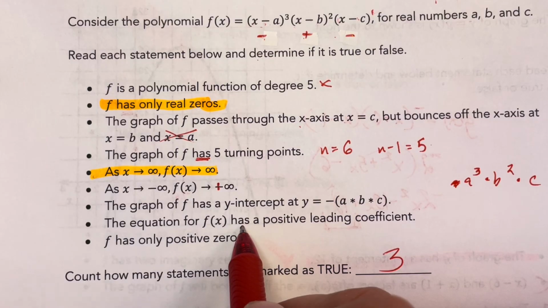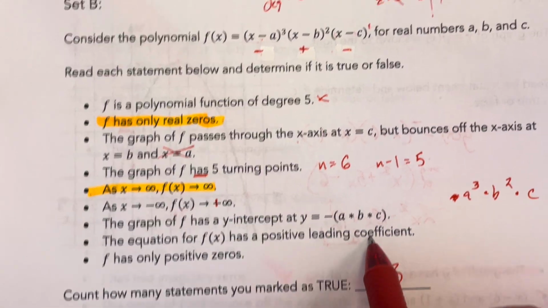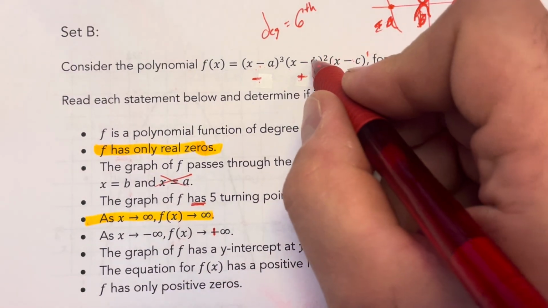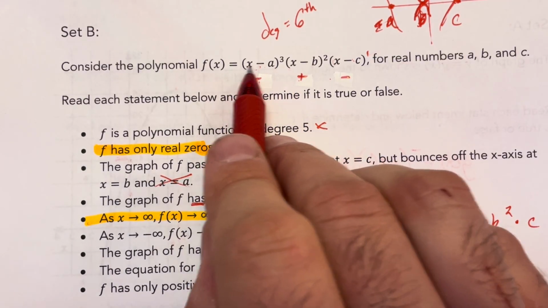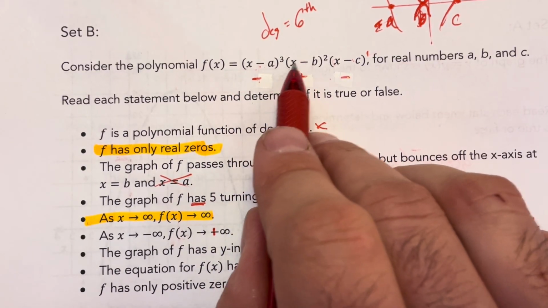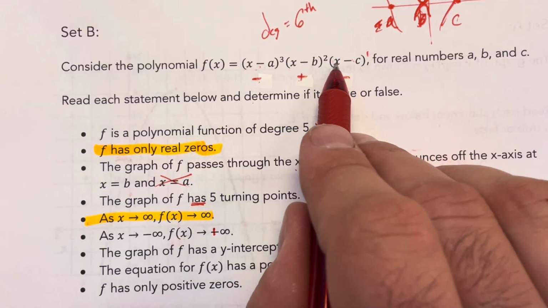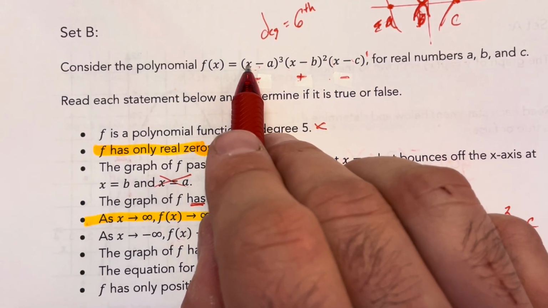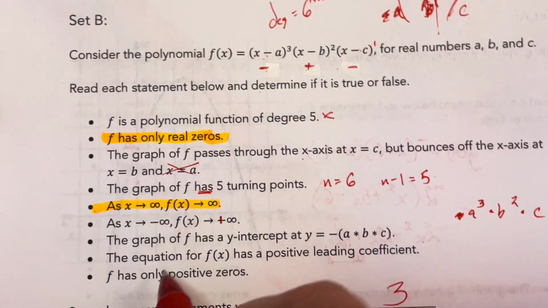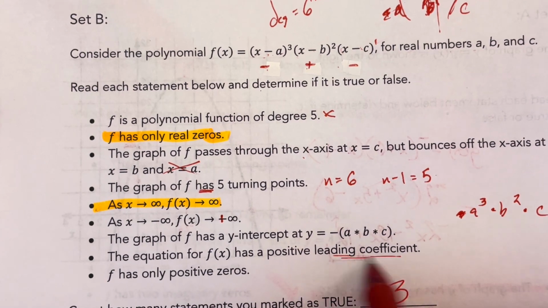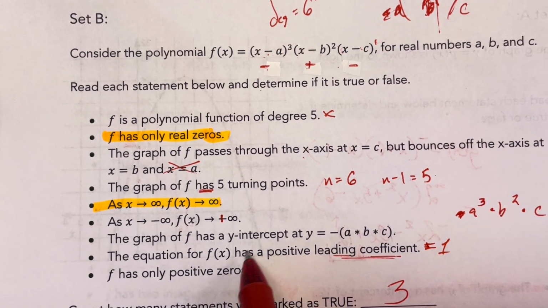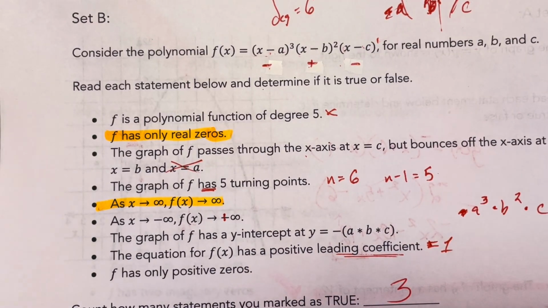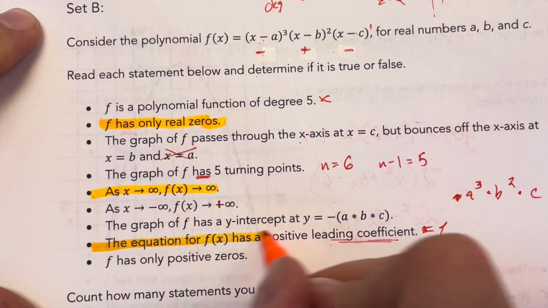The equation of this has a positive leading coefficient. Well, here's the thing, the factored part of this, if we multiplied this x and expanded it out, cubing it, expanding this one out, squaring it, and taking this and then multiplying it, we would just have an x to the 6th with a leading coefficient that is equal to 1, and that's positive. 1 is positive, so that is true.